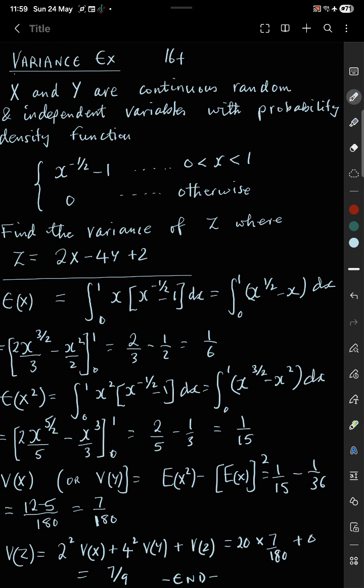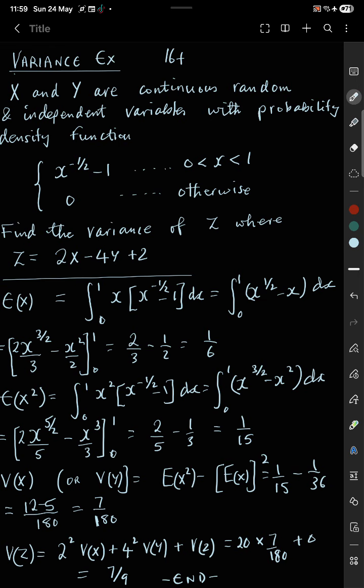Now, by definition, the variance of x, or for that matter, the variance of y, is the expectation of x squared minus the expectation of x all squared, which is 1 upon 15 minus 1 over 6 squared, which is 1 over 36. So that's 12 minus 5 over 180, which is 7 over 180.